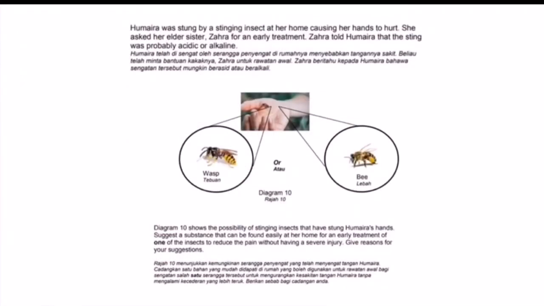Humaira was stung by a stinging insect at her home, causing her hand to hurt. She asked her elder sister Zahra for an early treatment. Zahra told Humaira that the sting was probably acidic or alkaline. Diagram 10 shows the possibility of stinging insects that have stung Humaira's hand. Suggest a substance that can be found easily at her home for an early treatment of one of the insects to reduce the pain without having a severe injury. Give reasons for your suggestions.